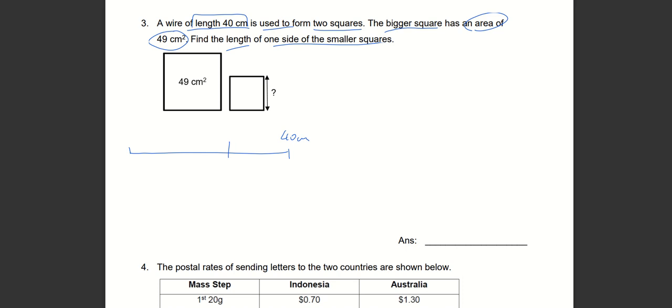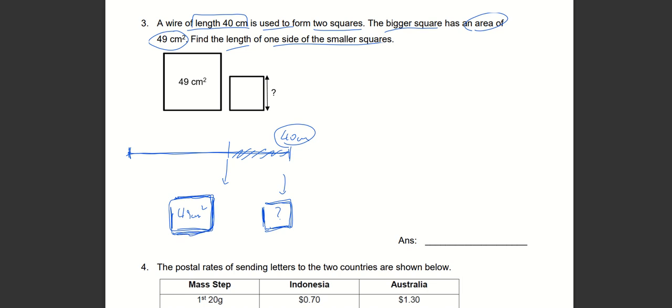Certainly part of the wire, a bigger portion of the wire is cut and bent into the bigger square, which is 49 square centimeter, and the smaller part here is twisted and formed and made into a smaller square of an unknown dimension. So you realize that we actually need the perimeters of the squares to get to the full length of the wire, which is 40 centimeters, because you're using the wire to bend and make two squares. That actually refers to the perimeter.